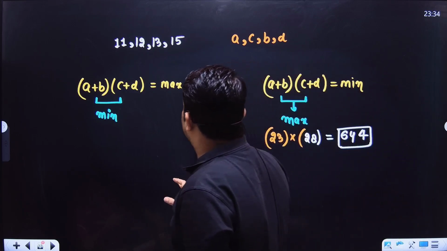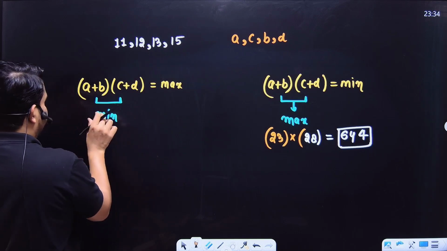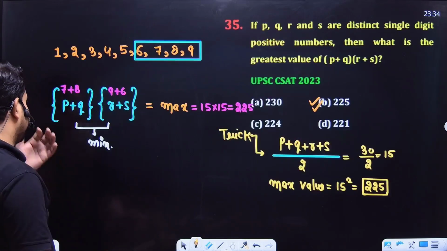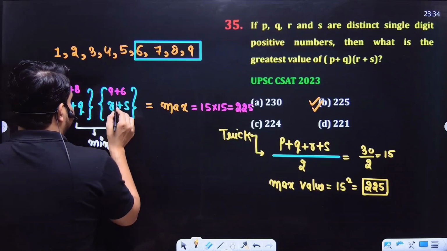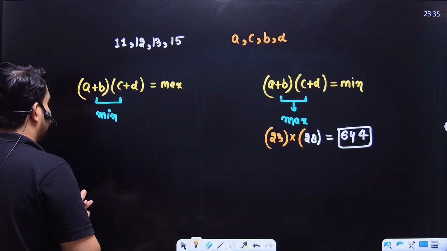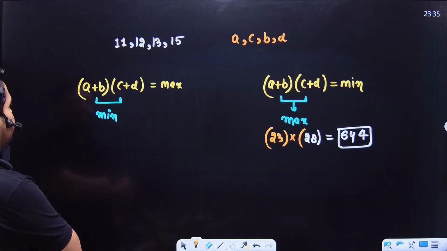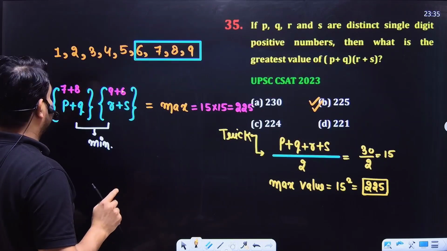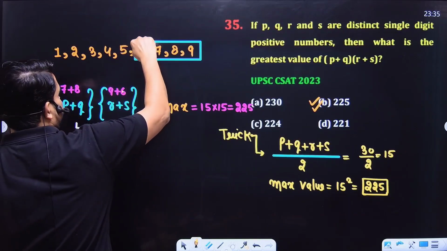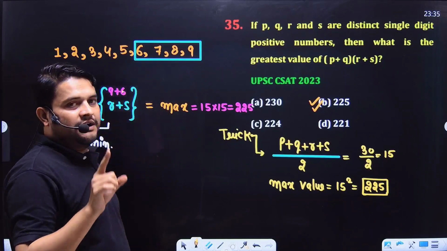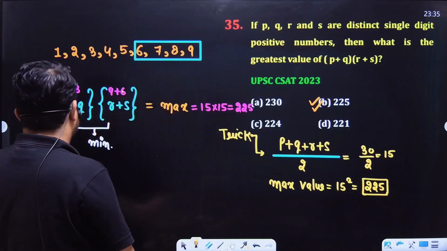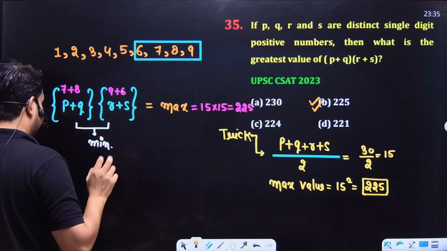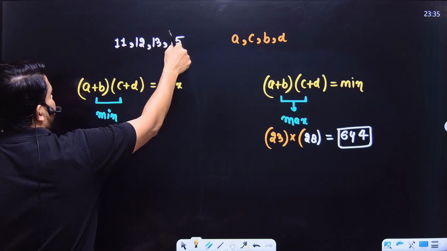If you have to find the maximum value, then you have to make this difference minimum. How do you make the difference minimum here? First of all, you have to take the smallest and the greatest value. We take the smallest value, we take the greatest value, and the other two values here. The smallest value is 11 and the greatest value is 15.